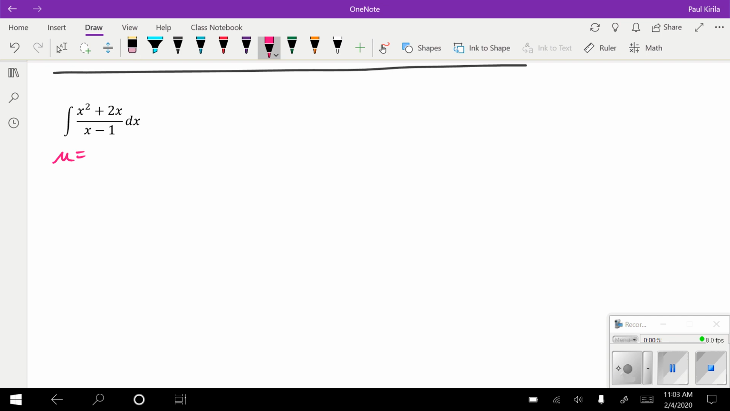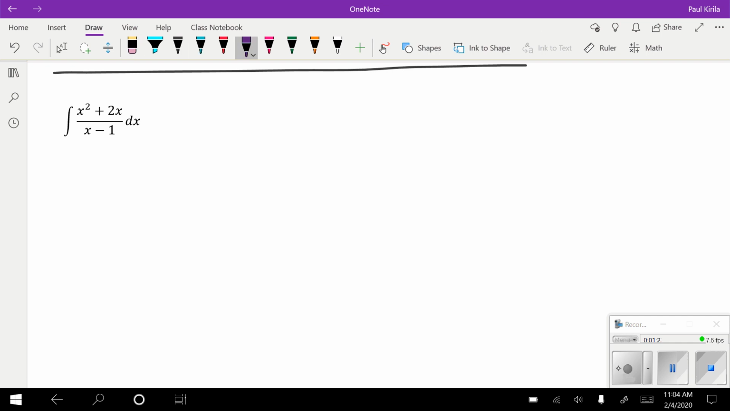So we would then say, if we tried u is equal to x squared plus 2x, then du/dx would equal 2x plus 2, and dx is 1 over 2x plus 2 du. Well, then this doesn't get canceled out either, so that's not going to work. And then we're kind of stuck because I'm not seeing an obvious u substitution here.